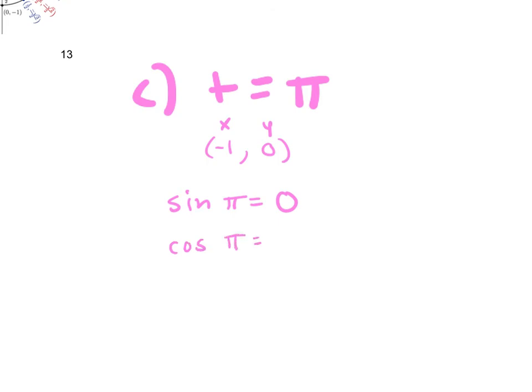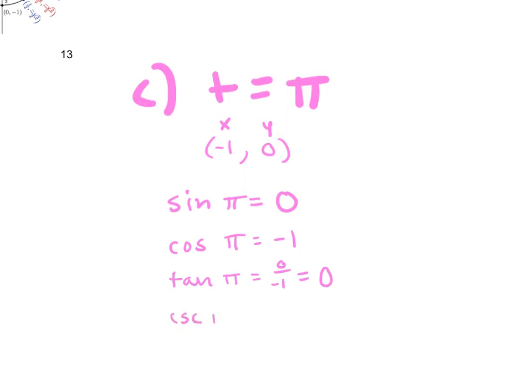Okay, next we have cosine. What's cosine of pi? It's just x, so negative 1. Then we have tangent. What's tangent of pi? It's 0 over negative 1, which is 0.